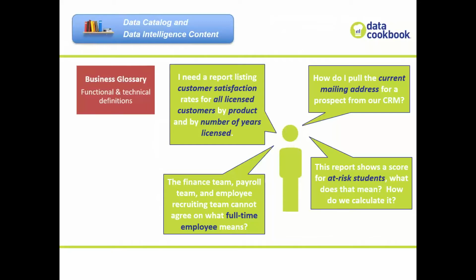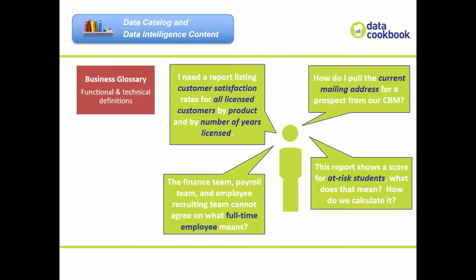How is that calculated? So getting a consistent understanding of that business term, regardless of where they're pulling the data from, is incredibly valuable. So referencing that back to the business glossary is incredibly useful. Maybe they're saying like, how do I pull the current mailing address for a prospect from our CRM? So that's looking at a technical detail. So if you've got a business glossary term for current mailing address, it just defines what that is. And then it has a technical definition for, oh, this is where this lives in the CRM. And maybe that's different from where it lives in your data warehouse.